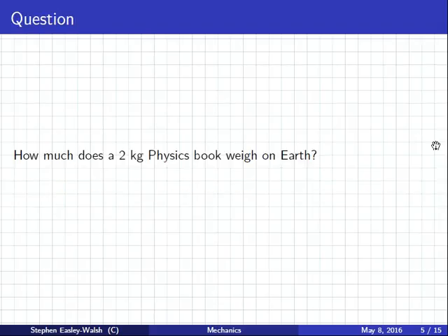Right, try this one very quick for me, please. How much does a 2 kilogram physics book weigh on Earth? 19.6 Newton, thank you. And how did you get this?